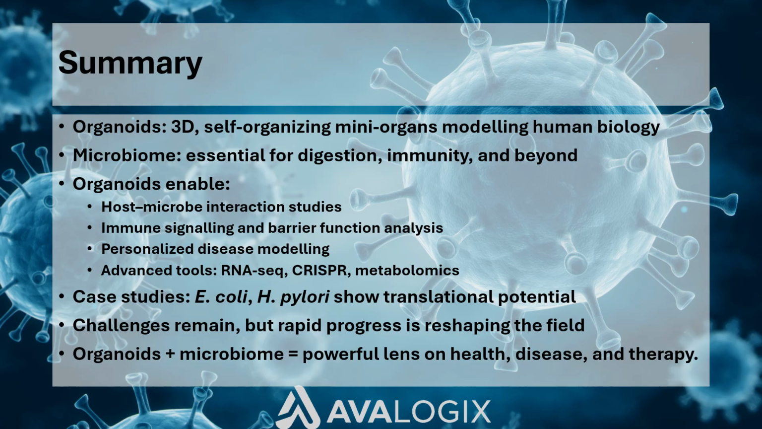To wrap things up, let's quickly recap what we've covered and why this topic matters. We started by discussing organoids' 3D, self-organizing structures that model real human organs in vitro. They allow us to recapitulate tissue structure, cell diversity, and function in a way that was unimaginable just a decade ago. Then we explored the human microbiome, the complex, dynamic community of microorganisms that live on and within us.